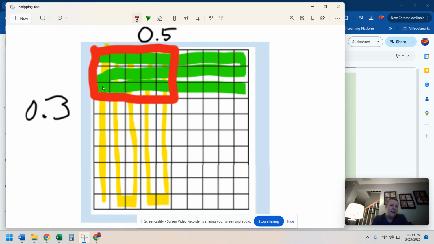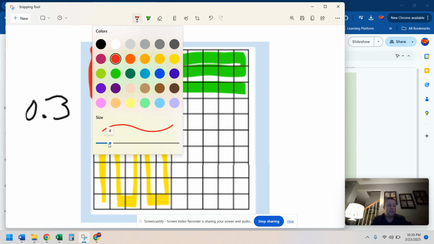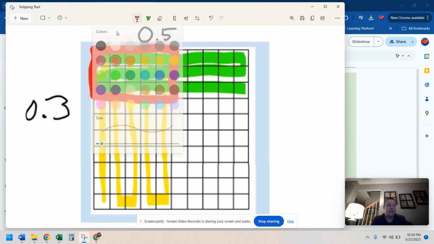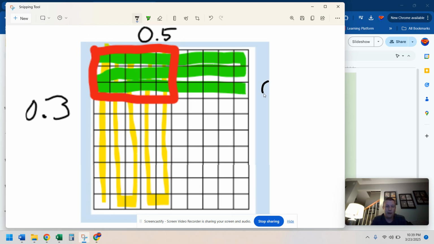So when I look at it, I've got 1, 2, 3, 4, 5, 6, 7, 8, 9, 10, 11, 12, 13, 14, 15. 3 times 5, there's 15. So I have 15 little boxes, so I have 15 hundredths. So that would be my answer. If I was writing out the entire equation, then I would write, I have 5/10, I multiplied that by 3/10, and I ended up with 15 hundredths.